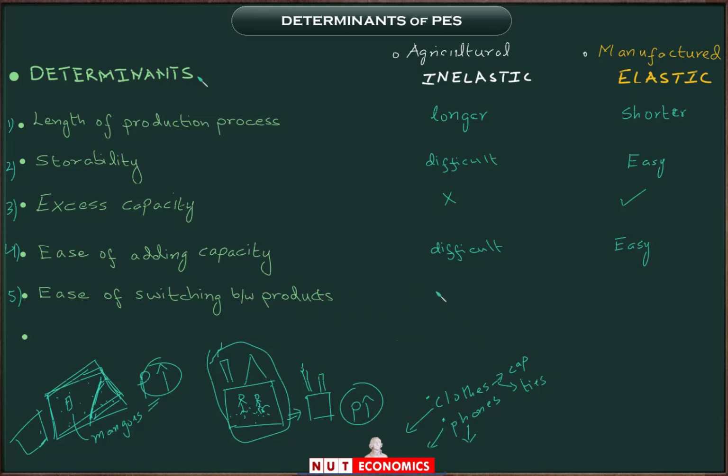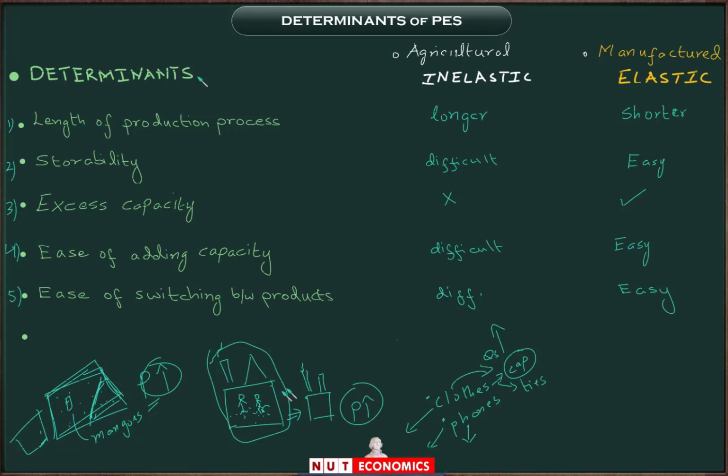So let me write it down over here. Difficult to switch between products. Here it is again easier to switch between products. What it means for elasticity is that, if you are making clothes and the price of caps increases, you can certainly switch production and start making more caps, and therefore the quantity supplied will respond. Cloth making firms will start switching to cap making. So the easier it is to switch between products, the more elastic the supply will be. The more responsive, the more flexible the producer will be.